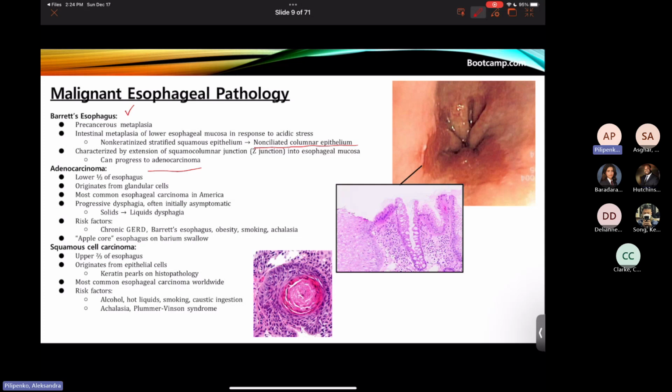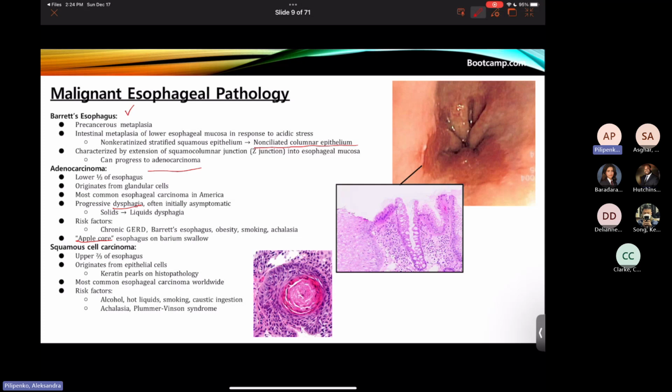You will learn how the dysphagia, right? Remember that dysphagia is difficulty swallowing, and it will progress slowly. First, the patient would not be able to swallow solids, and eventually even liquids would be hard to swallow. Okay, and then apple core, of course, you will go over that with the radiology lecture.